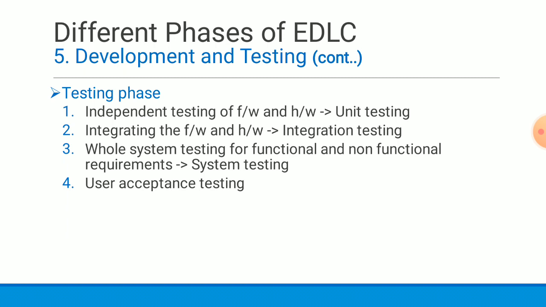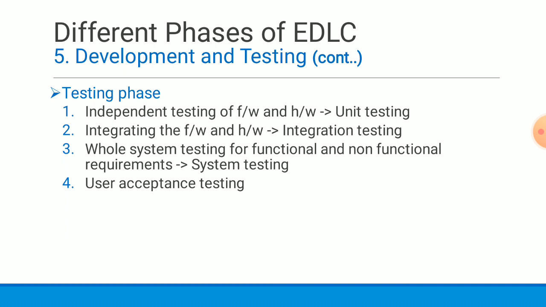So we have seen the development phase. Now this is the testing phase. The testing phase can be divided into independent testing of firmware and hardware. That is called unit testing. The firmware and hardware modules are independently tested. So each module is independently tested, that is called unit testing.